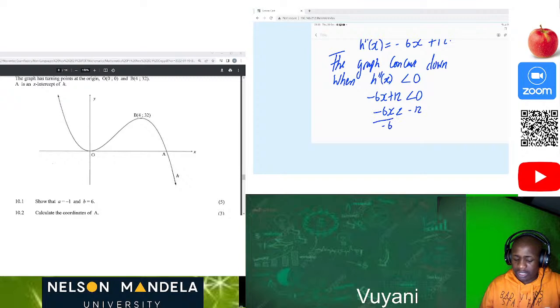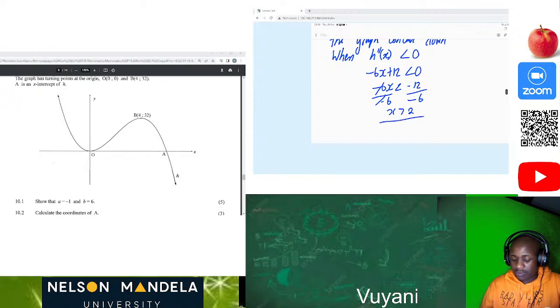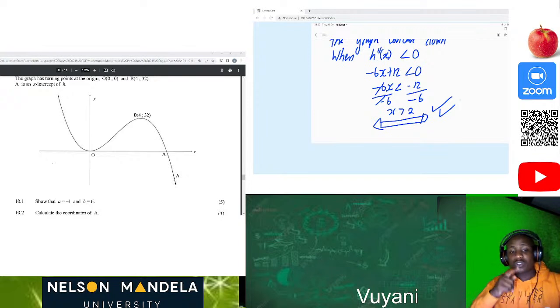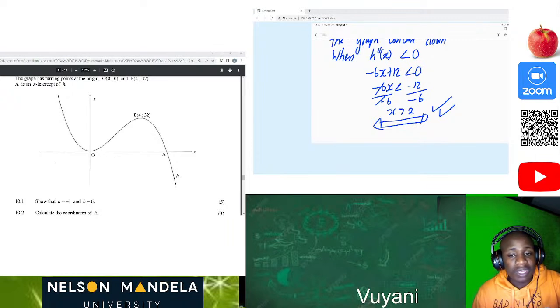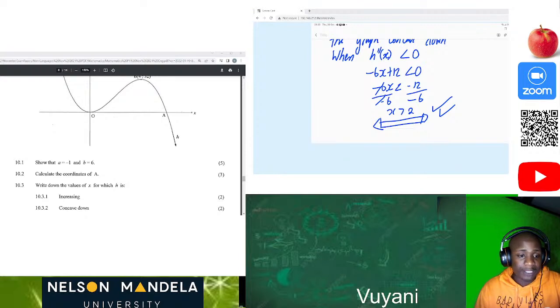We divide by negative 6, then our x now will be greater than positive 2. Then this is when the graph is concave down. So cubic function graphs are concave up when the second derivative is greater than 0, and concave down when the second derivative is less than 0. Then after that, you get your full marks for being able to see that part.